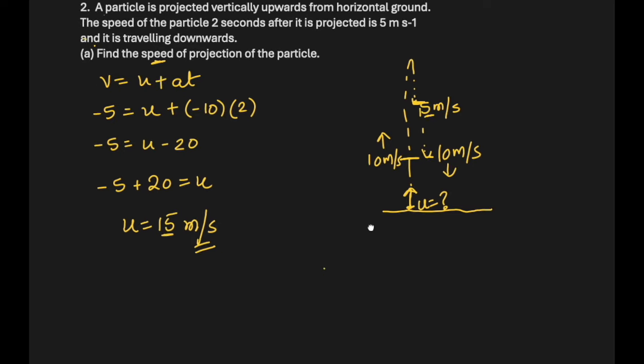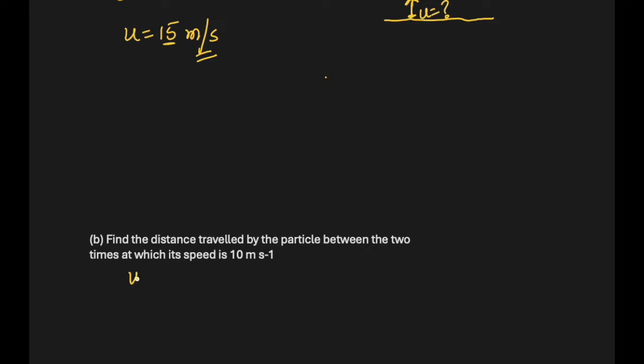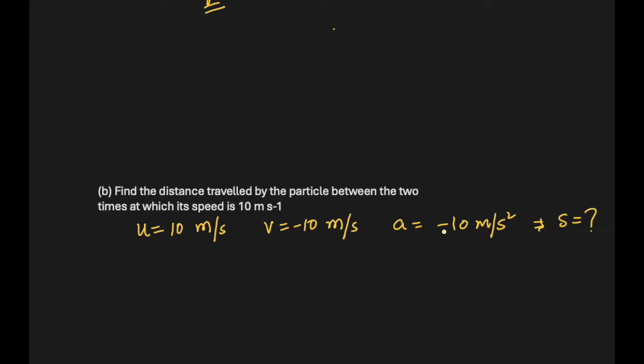So how much is the distance traveled up and down? In this case u is 10 meters per second, v is minus 10 meters per second. Acceleration is again minus 10 meters per second squared, because due to gravity it is coming down. Alright, and we have to find s. What is the distance traveled, right? But in this case we'll get displacement, since I'm taking the directions, we will not get distance, right?